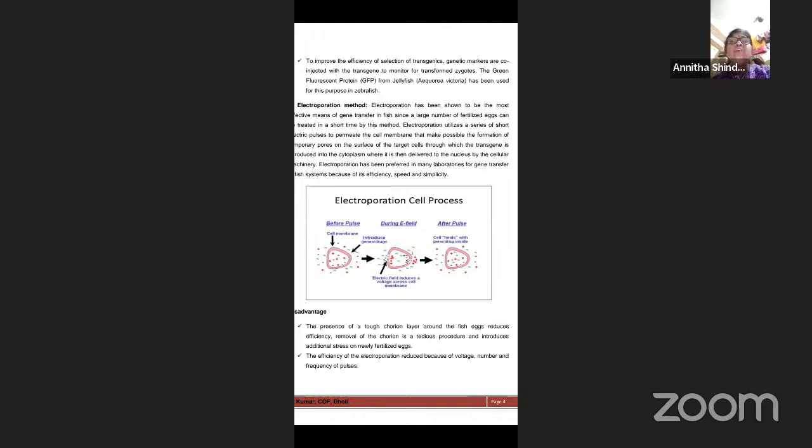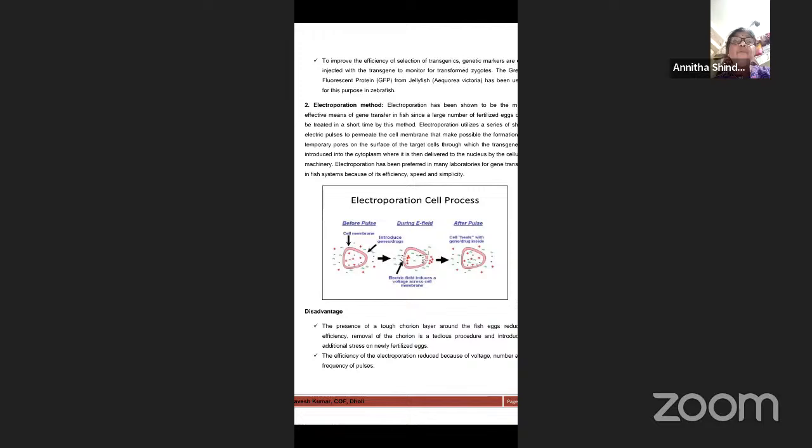To improve the efficiency of this method, they use genetic markers, and these are injected with the transgene to monitor the transformed zygote. To monitor means, after the zygote has been transformed, what is its condition, and whether it will further undergo development or not. To monitor that, they inject the genetic markers. For example, green fluorescent protein, GFP, from the jellyfish is used for this purpose in transgenic zebrafish.